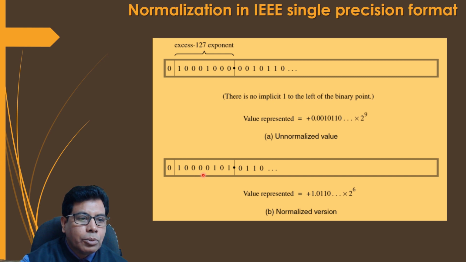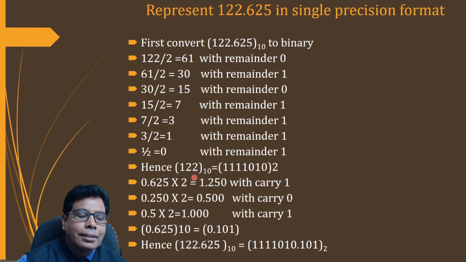Now here the exponent has changed. So 128 plus 5, 133. So that is nothing but 6. We have 6 plus 127 is 133. So in that way we have to write it here. So that is the normalized version. Then let us see some examples so that you understand the procedure for conversion.